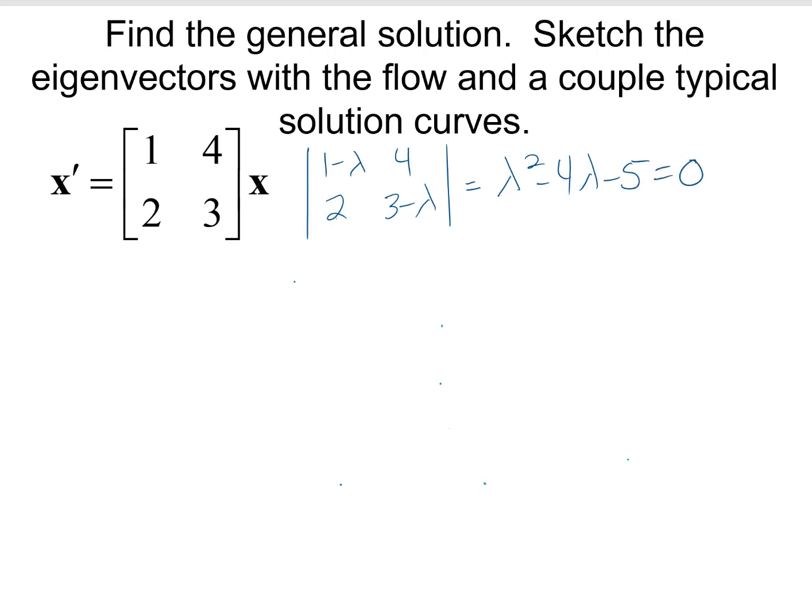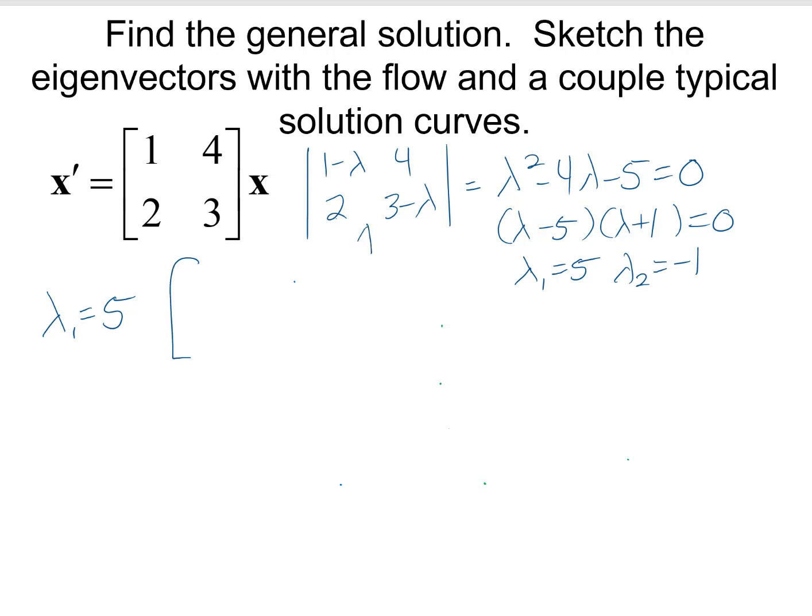So there's our characteristic equation. Let's go ahead and factor that. That's going to be lambda minus 5 times lambda plus 1 equals 0. So lambda 1 equals 5 and lambda 2 equals negative 1. Now we're going to find the corresponding eigenvectors. First with 5, we take A minus lambda I, which was right here, and we put in 5 for the lambda.